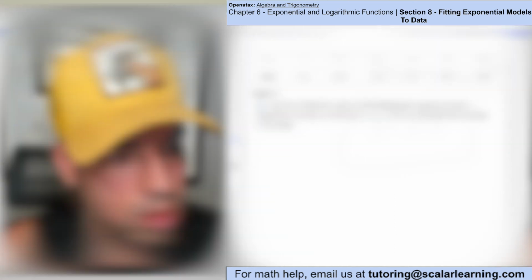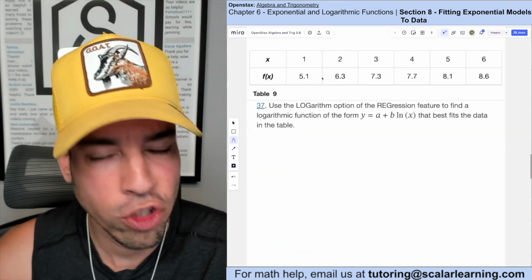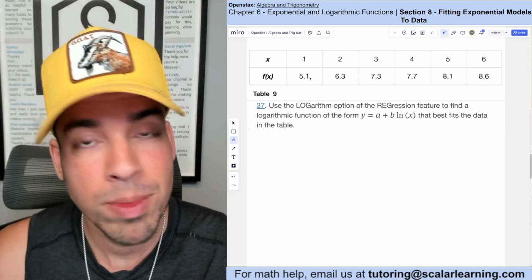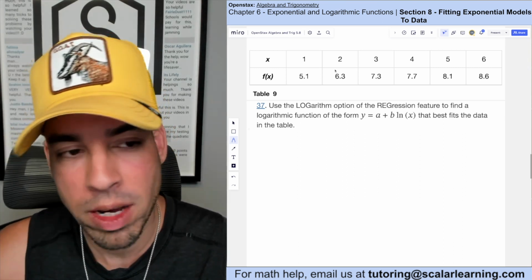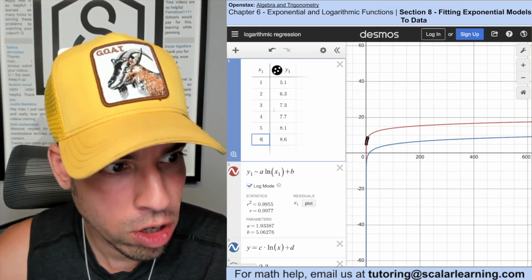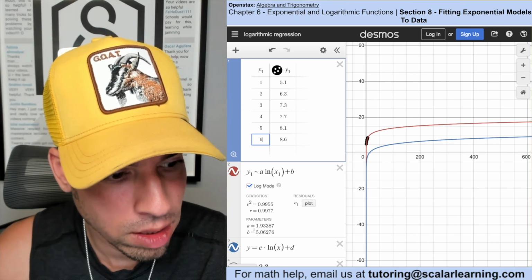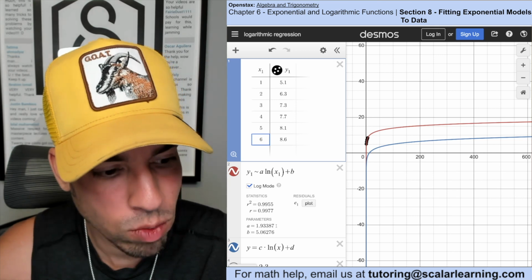Boom, done. So here it says to use a regression feature to find this logarithmic function from this data set. And what I'm going to use is I'm actually going to use Desmos because this is going to give us a really good answer, same as what we have in the back of the book. So let's check it out. So here's the logarithmic regression. I just plugged and chugged those points in as follows, and we get the following values for A and B in this format, which is going to be perfect.